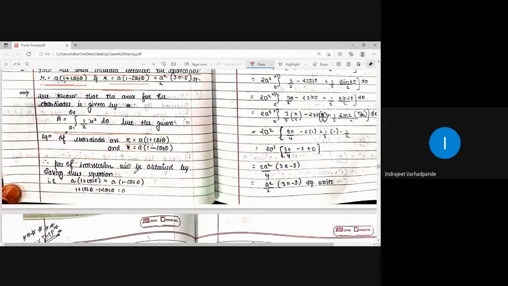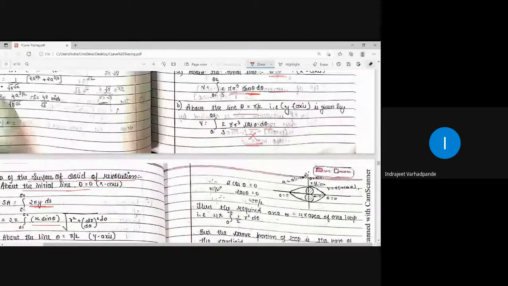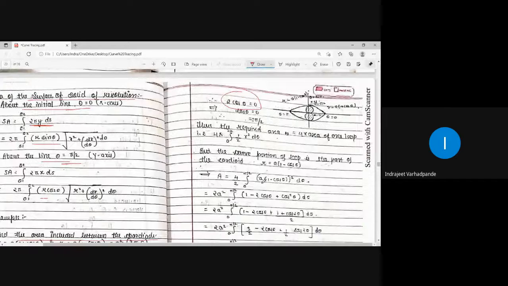To determine the limits, I should know the points of intersection. Points of intersection will be obtained by equating the two. So 1 plus cos theta is equal to 1 minus cos theta. After simplification, I get 2 cos theta is equal to 0, so cos theta is equal to 0. For what values of theta will cos be 0? Pi by 2, cos 90 is 0. But another option can be minus theta, because cos of minus theta is cos theta, and therefore instead of only writing pi by 2, I will take the angle as minus pi by 2 also. So ultimately I am getting theta as plus minus pi by 2.